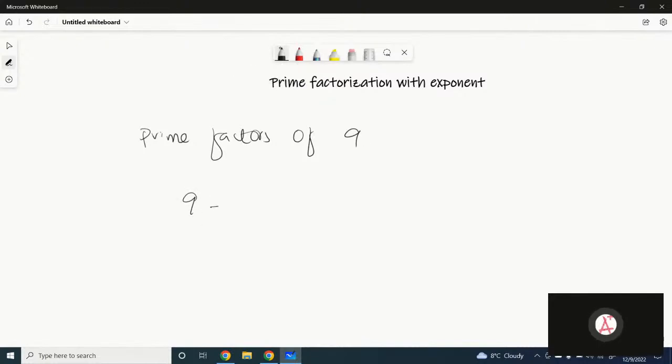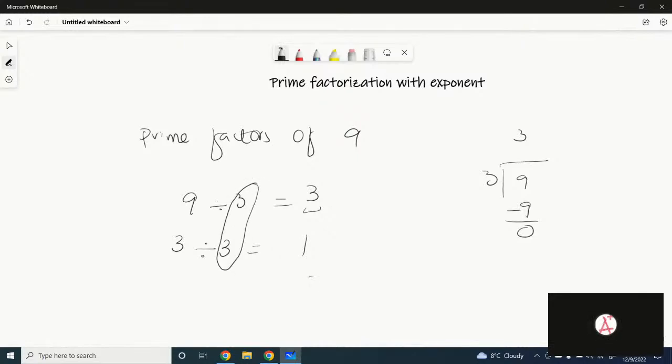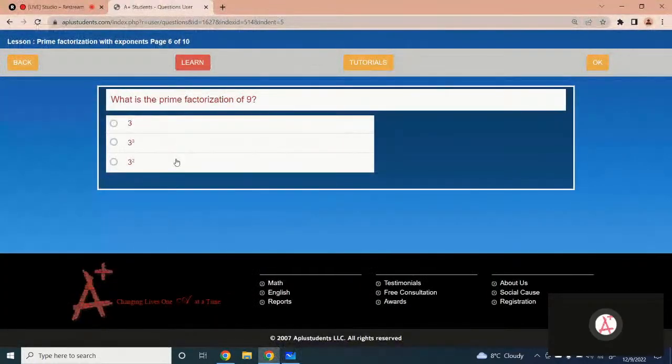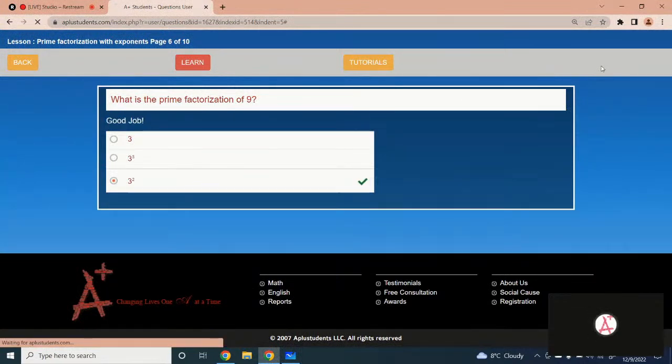Let's see. 9, the smallest prime number that can divide 9 is 3. And we know that 3 times 3 is 9. Got it? So here you have 3. Now you have to divide this 3 by the smallest prime number, that would be 3. So 3 divided by 3 is 1. So you divided 9 by 3 until you get the answer 1. So it is 3 times 3 and you can write it as 3 square. Got it? So just select the correct option, then click on the OK button. Option number 3 is the correct one.